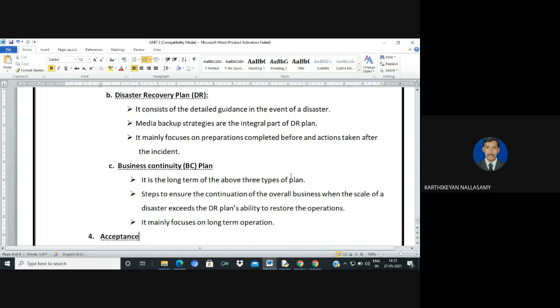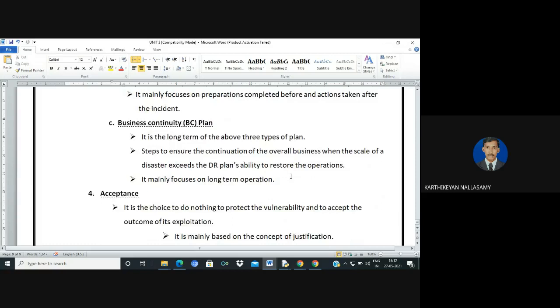Next one, business continuity plan. Normally, this is a long-term strategy compared to the other types of plans. Here we are going to identify, based on every year or every month, how to restore the information if there are any issues like that. And the fourth step is acceptance.